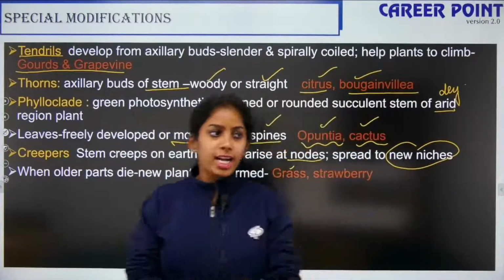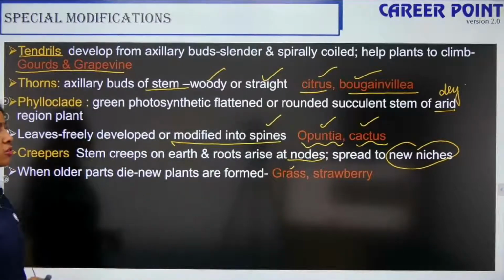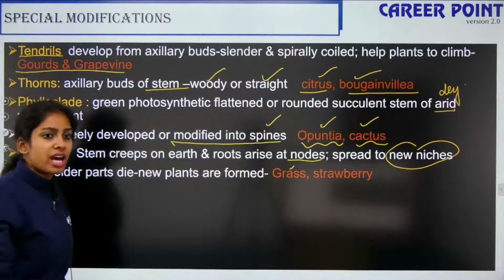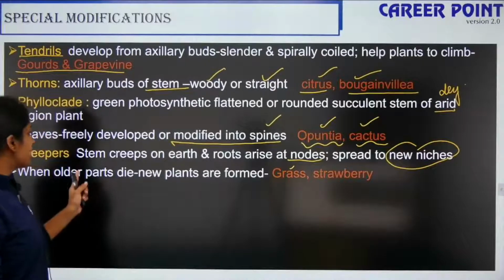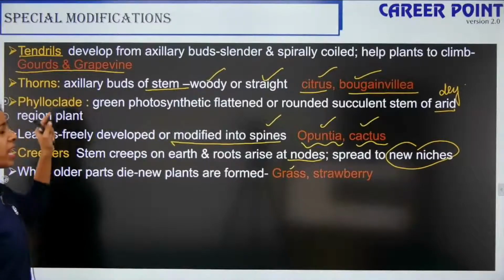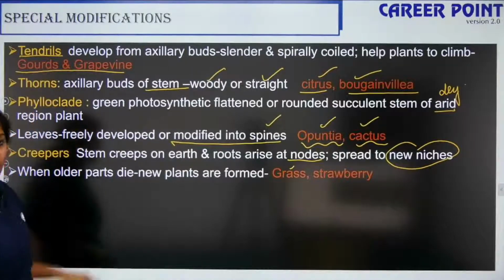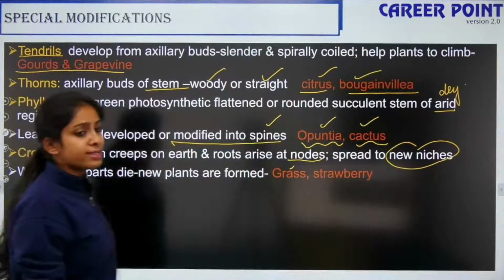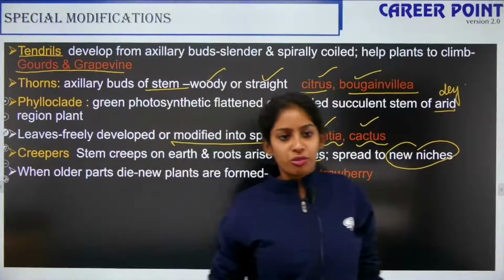Is this clear? Have you seen how the grasses grow? The grasses spread quickly, right? It is a modification of your creepers, then you have phylloclades, then you have your tendrils. These are the different special modifications of your stem.